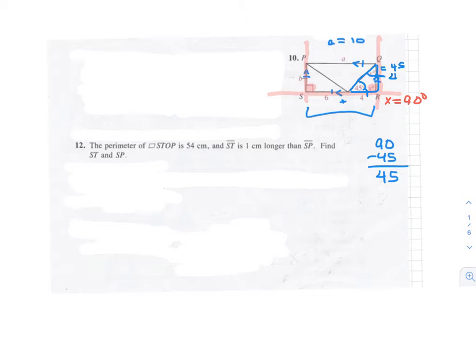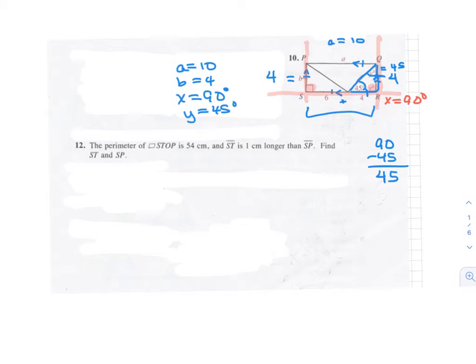So this side of my parallelogram is 4, making side B over here of the parallelogram also 4. So A was 10, B was 4, X was 90, and Y was 45. And these were both degrees. All right, so let's go ahead and take a look at number 12.